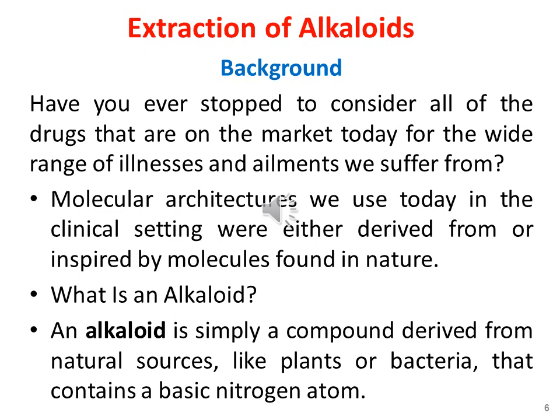Today we are going to be talking about the specific class of compounds found in nature known as the alkaloids. Our primary focus or focal point will be on how they are isolated and purified from the natural sources. Let's start. What is an alkaloid? Let's start by briefly talking about how alkaloids are defined. An alkaloid is simply a compound derived from natural sources like plants or bacteria that contains a basic nitrogen atom. A basic nitrogen atom means that the nitrogen itself contains a lone pair of electrons that can be used to react with an acid or some salt.